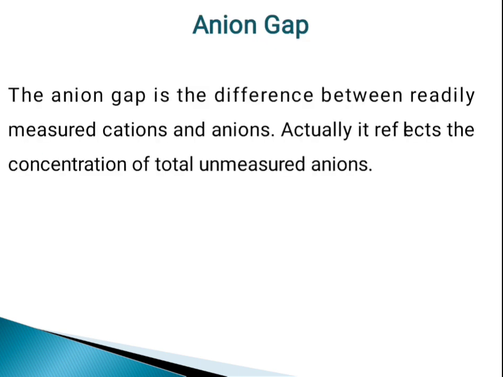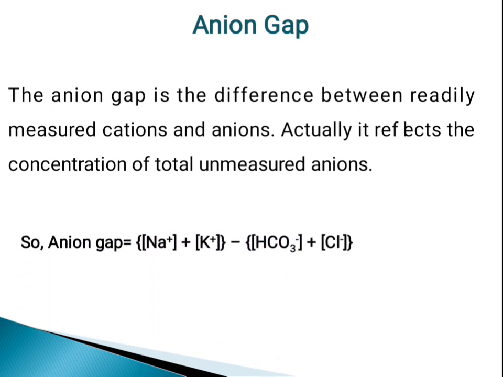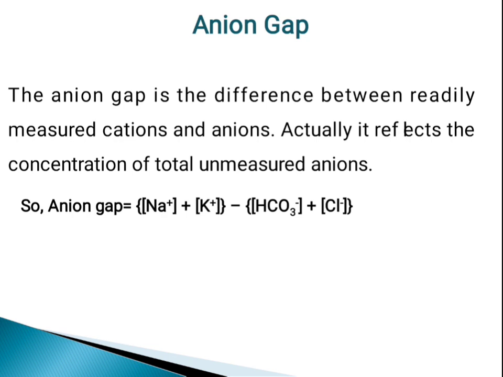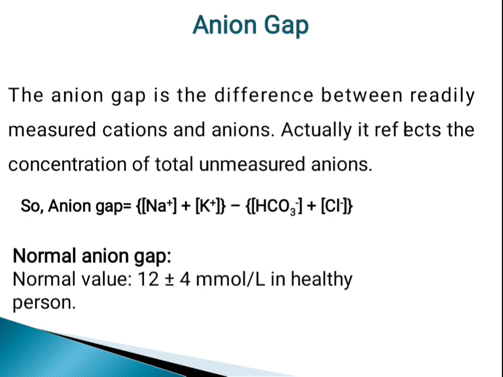So what is anion gap? The anion gap is the difference between readily measured cations and anions. Actually, it reflects the concentration of total unmeasured anions. Anion gap equals sodium plus potassium minus bicarbonate minus chloride. The normal value of anion gap in a healthy adult is 12 plus or minus 4 millimole per liter. That means 8 to 16 millimole per liter.